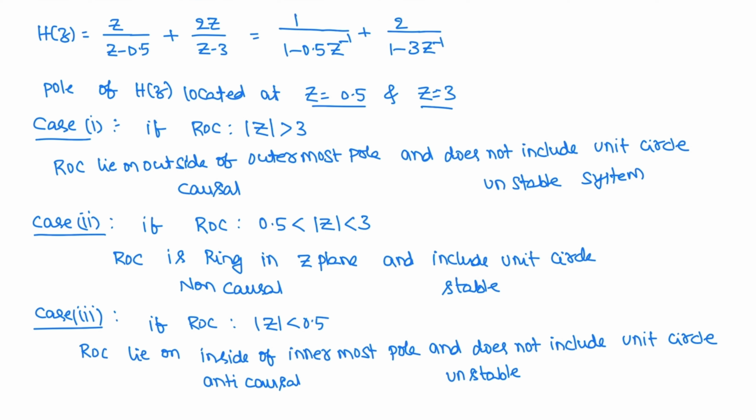If the ROC is in between 0.5 and 3, it includes the unit circle, hence it is a stable system and a non-causal signal. If the ROC is less than |z| 0.5, so here the region of convergence is |z| less than 0.5. In this condition, it doesn't include the unit circle, hence it is an unstable system, and the ROC lies inside of the innermost pole.